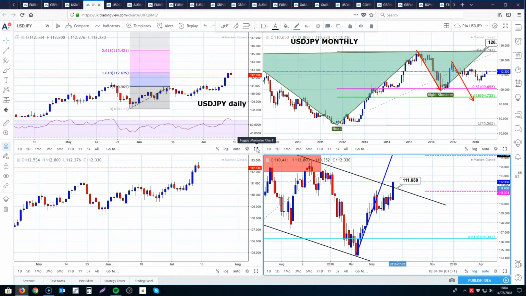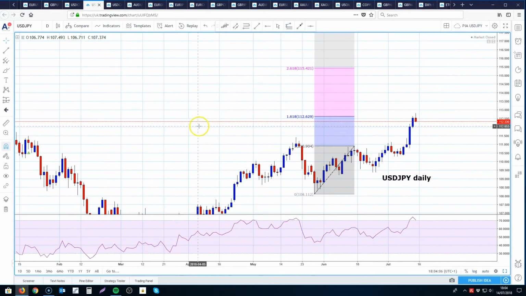If we go to this time frame, this is why I've highlighted that 115.50 area.